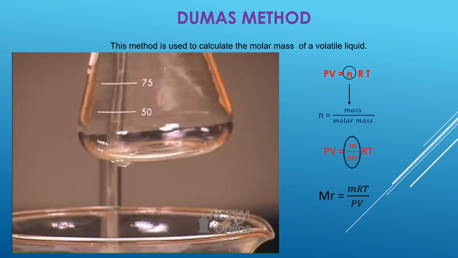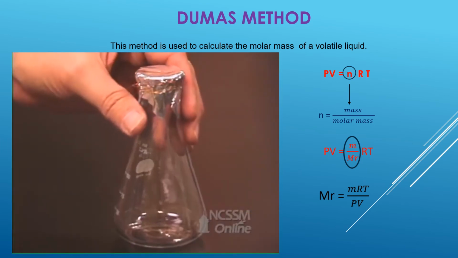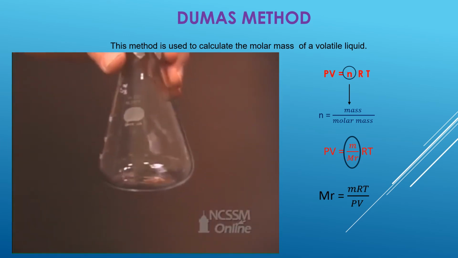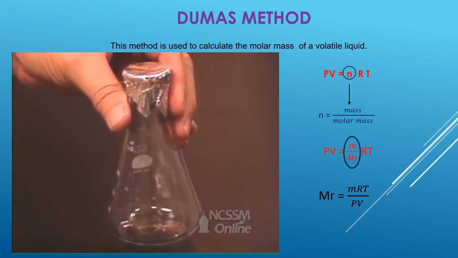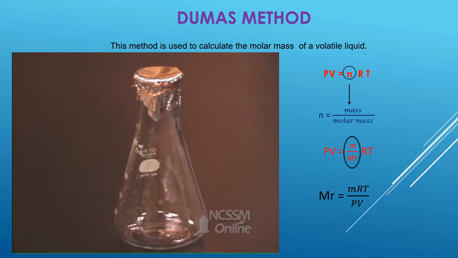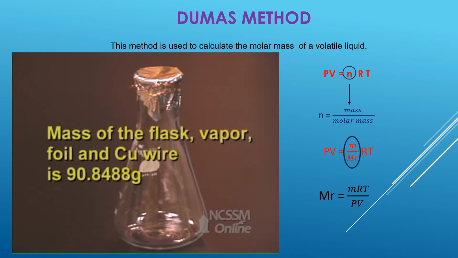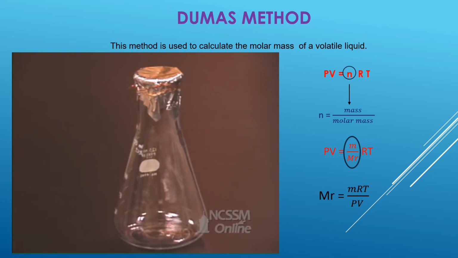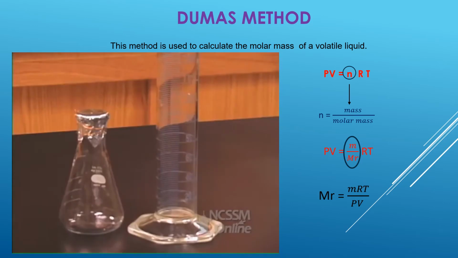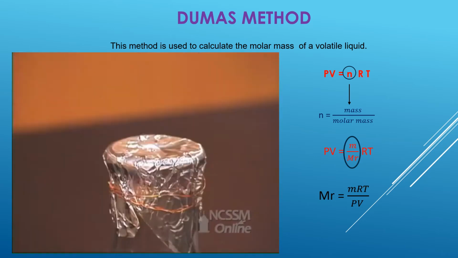The vapor inside the flask will condense to a liquid. When the flask is cooled to room temperature, the liquid that has condensed was the amount of vapor that would fill the flask at the temperature of the boiling water bath. We will now mass the flask, the liquid, the aluminum foil, and the copper wire. Since we know the mass of the empty flask, aluminum foil, and copper wire, we can get the mass of the liquid. We will determine the volume of the flask, which is also the volume which the vapor occupied at the temperature of the boiling water bath.